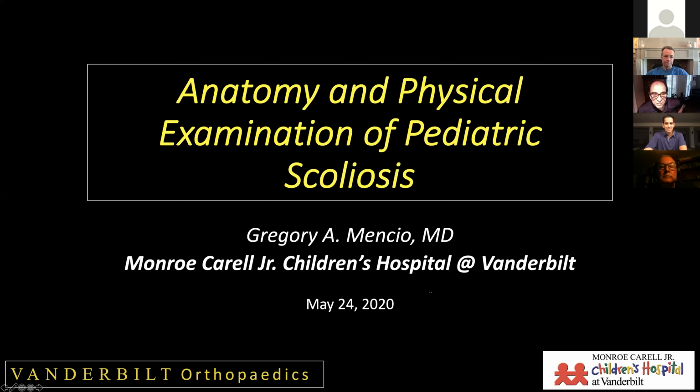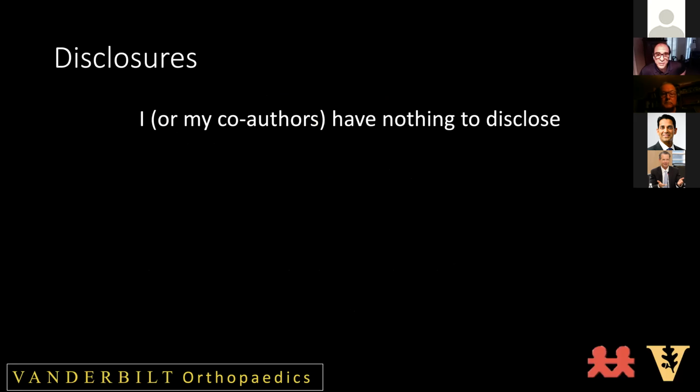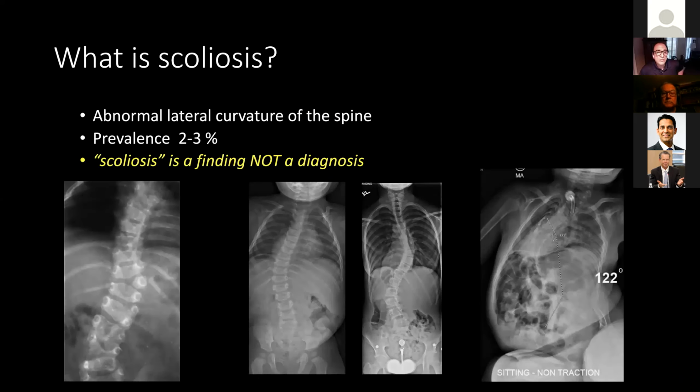Josh, thanks so much for including me and all of us. I'm going to try to set the table for the folks that follow, and we'll start by talking anatomy and physical examination of pediatric scoliosis. No disclosure. So what is scoliosis? It's an abnormal lateral curvature of the spine. Prevalence is somewhere between 2 and 3%.